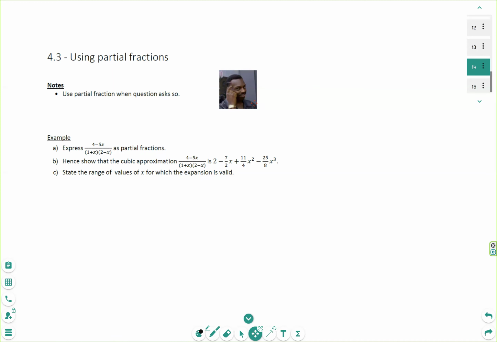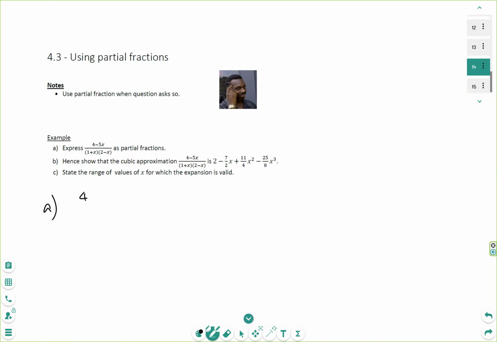All right. So anyway, part A, hopefully you recall how to do partial fractions. If you don't, have a look in the videos of Chapter 1 in Pure 2. So express (4 minus 5x) over (1 plus x)(2 minus x) as partial fractions. If you want to do it as practice, as revision for part A, feel free to pause the video now. But otherwise, I'll go for it.